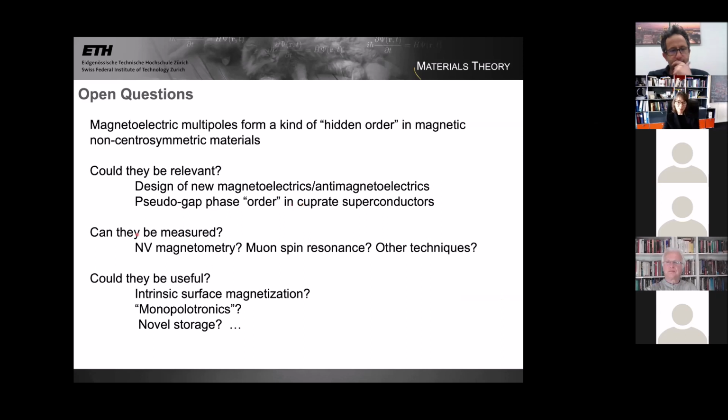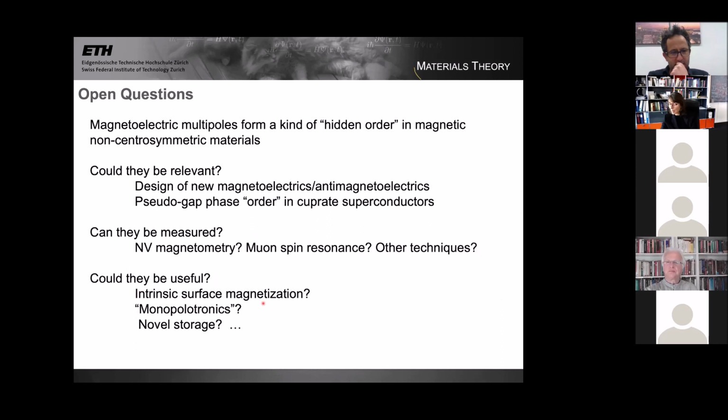I think with NV magnetometry, we have a measurement that's absolutely consistent with their existence. We've also been trying with muon spin resonance spectroscopy, and there have been other experiments, beautiful experiments with neutrons and with X-rays. I'd be very happy to hear any other suggestions. Whether they'll be useful or not, I have no idea.